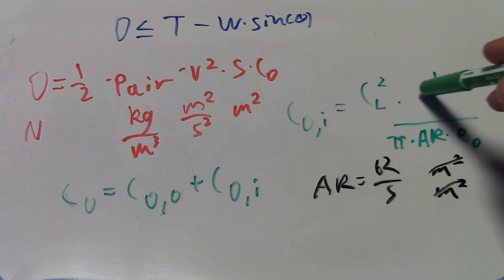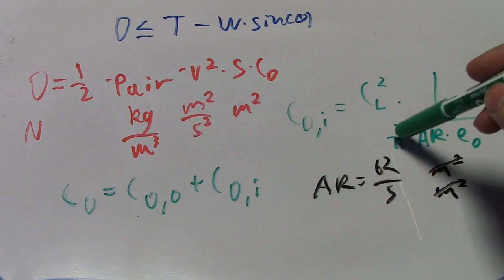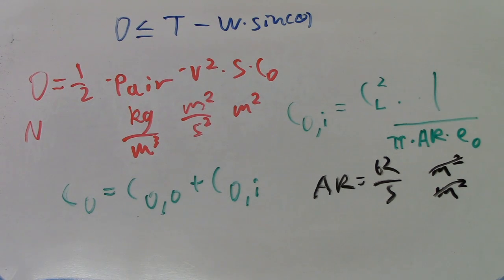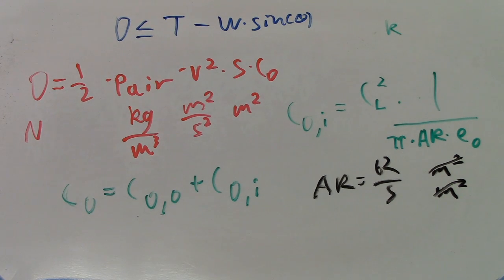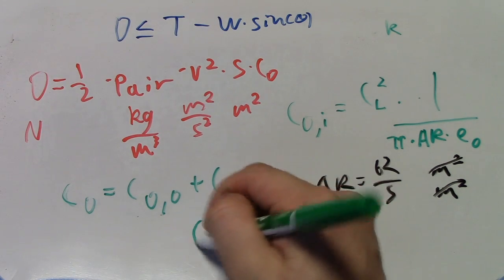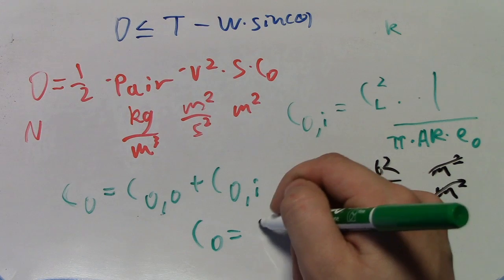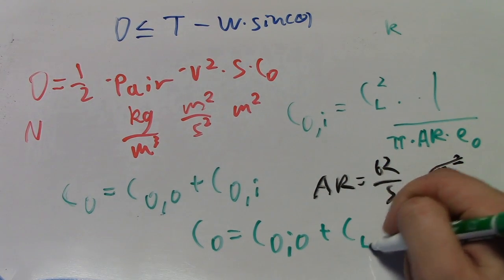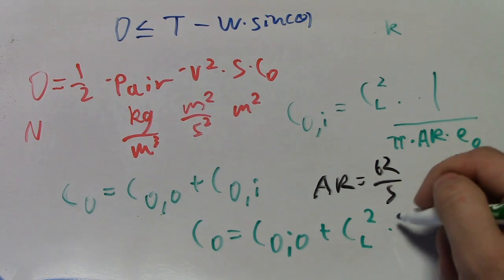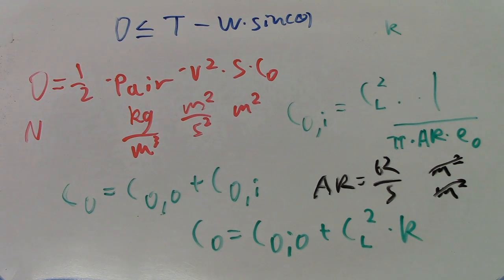Sometimes this 1 over pi times aspect ratio times E sub O is actually combined into k. So sometimes that's just written as k to shorten it. So we can kind of condense this equation. So we can say that the coefficient of total drag is equal to the coefficient of profile drag plus the coefficient of lift squared times k.